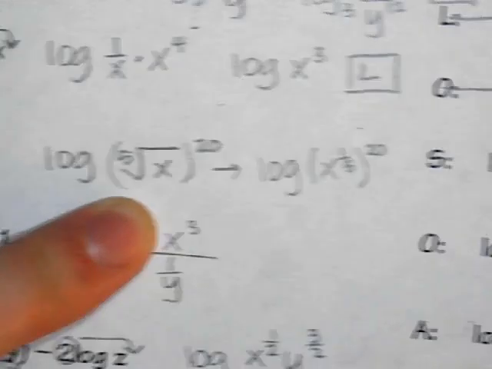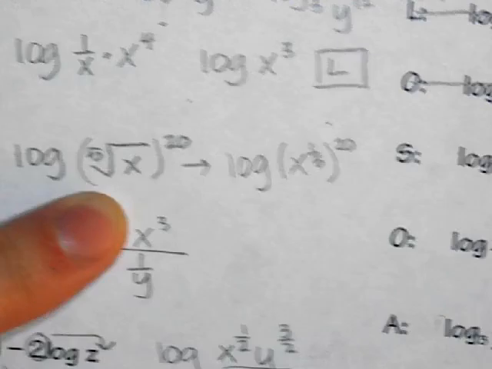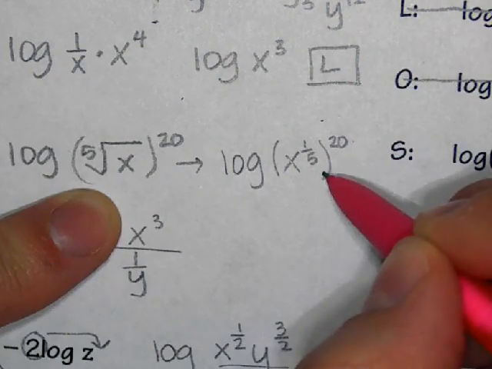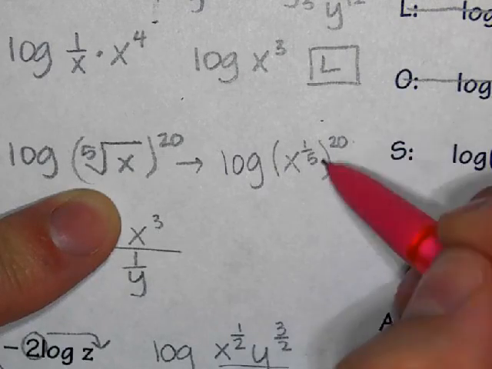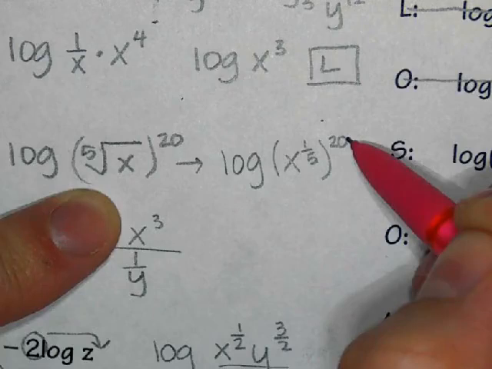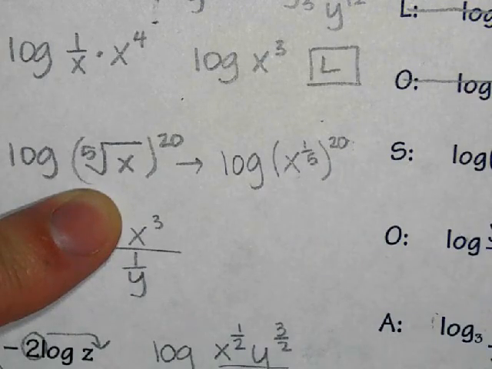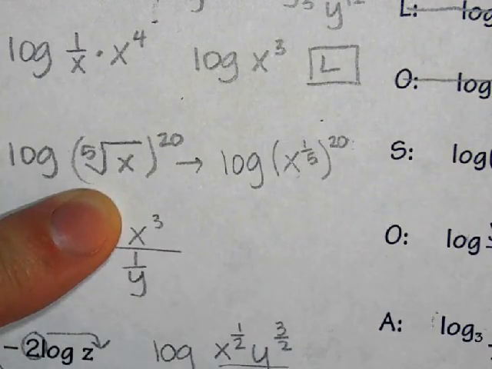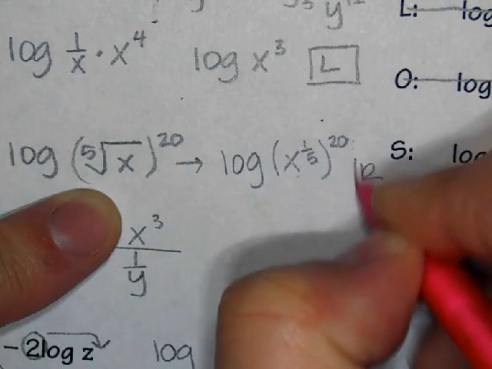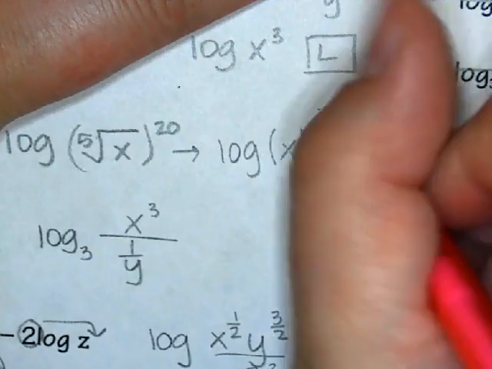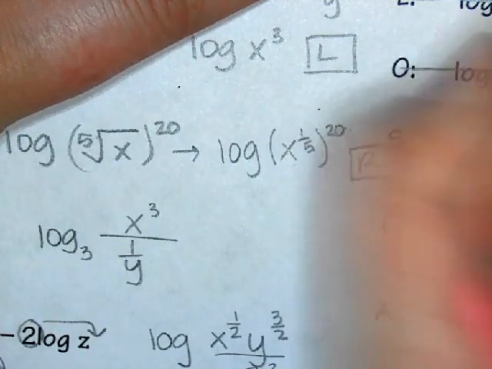And then the rule with your exponents is if you have an exponent raised to an exponent, what do you do with them? You multiply them. So what is 1/5 of 20? 4. So you have log of x to the 4th. Is that an answer choice? Yes. Which one is that? R. Okay, so that's R. So we solved that one, and that's because we just had to remember how radicals work. Okay, so number 5 is done.